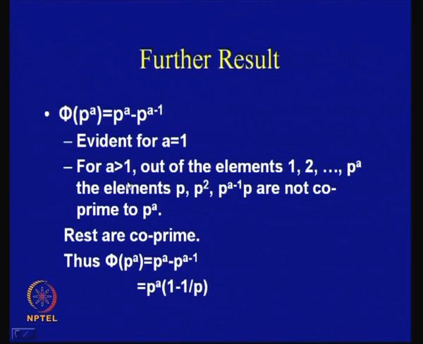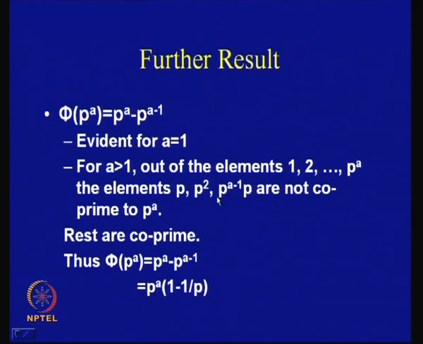For a greater than 1, let us try to find out what is phi of p to the power of a. The numbers could be 1, 2 and so on till p to the power of a. There are p to the power of a numbers in total. From there let us subtract those numbers which are not co-prime to p to the power of a. With a little observation, you can understand that the numbers which are not co-prime to p to the power of a are p, 2p, and so on, the multiples of p, till p to the power of a.